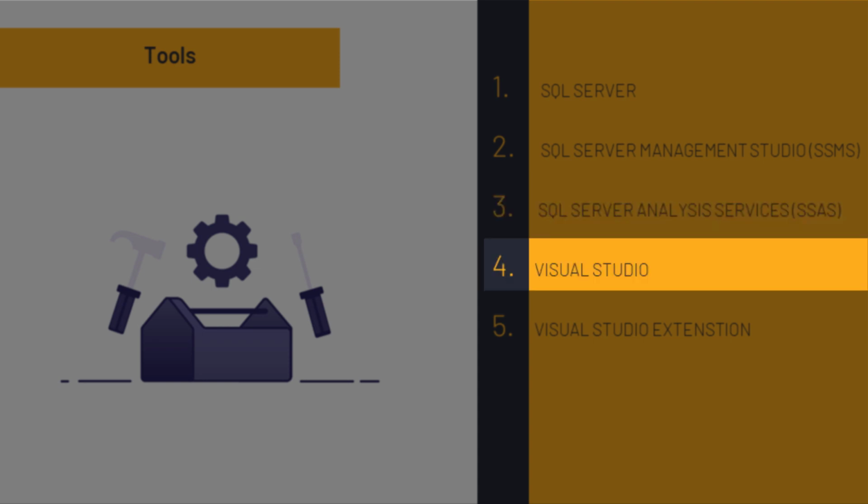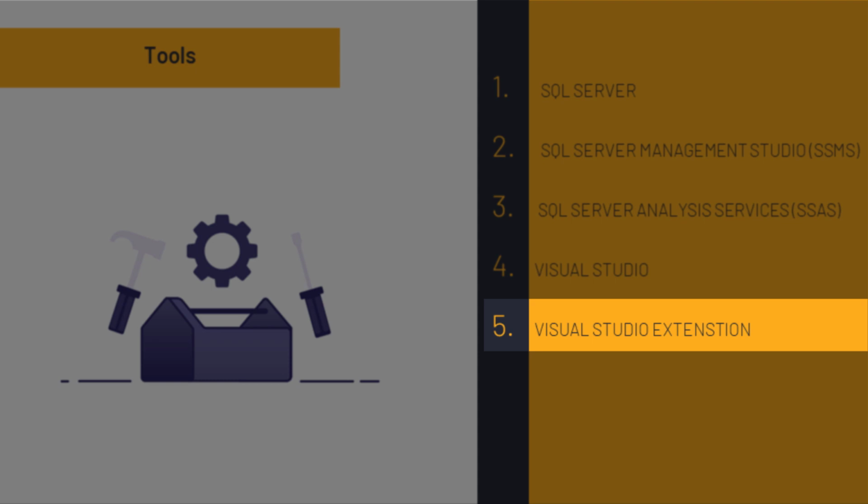4. Visual Studio. And 5. Visual Studio Extension. There are a series of extensions in Visual Studio which you must download and install through the Visual Studio after you install it. The SSAS extension is one of these extensions we install and activate after we install the Visual Studio.